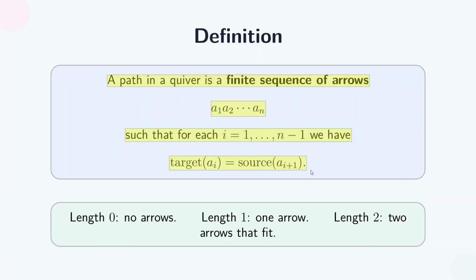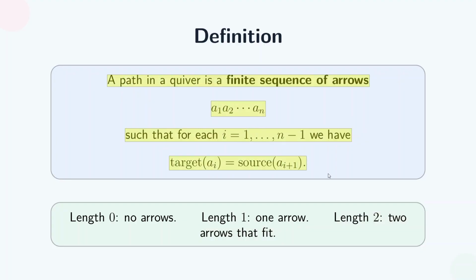The word finite is important. A path is allowed to be long, but it must use only finitely many arrows. This definition also includes the earlier cases we saw. Length 0 means no arrows at all. Length 1 means exactly 1 arrow. Length 2 means 2 arrows that fit together. So the formal definition is really just a precise way of saying what we have already been practicing all along. A path is a legal finite walk along directed arrows.